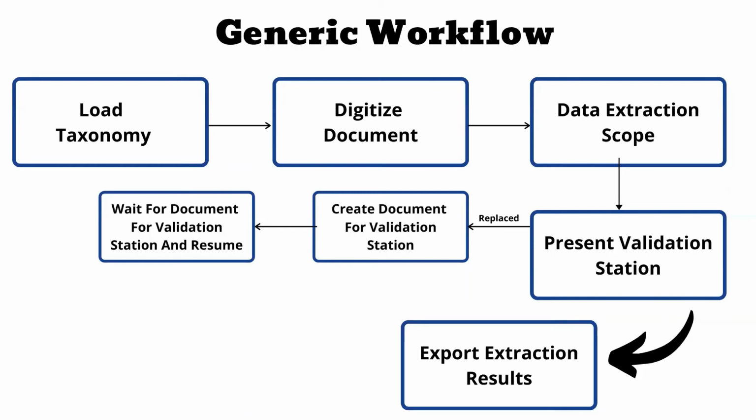You can see videos on how to replace present validation and so on in my other playlist of document understanding, which I will add the link to in the description, where I'm processing different types of documents and extracting the data. So for that, you need to create a document for validation station. And once it is validated through orchestrator, you need to use wait for document for validation station and resume.